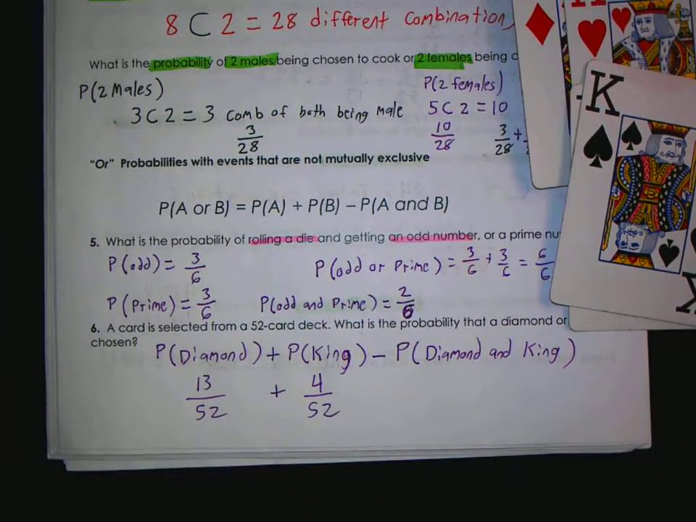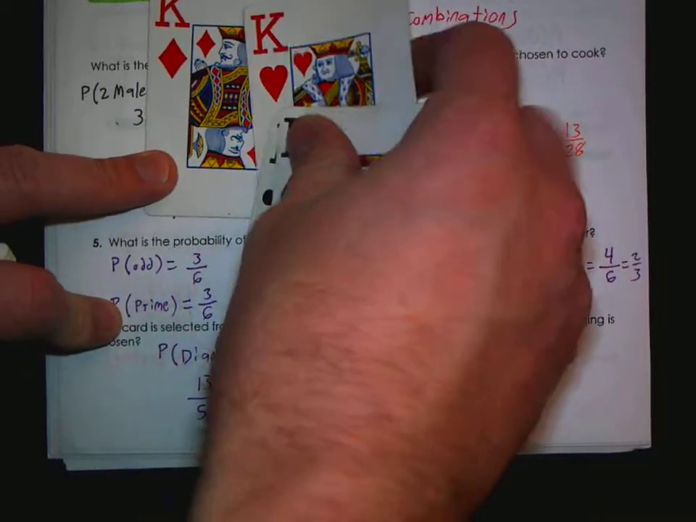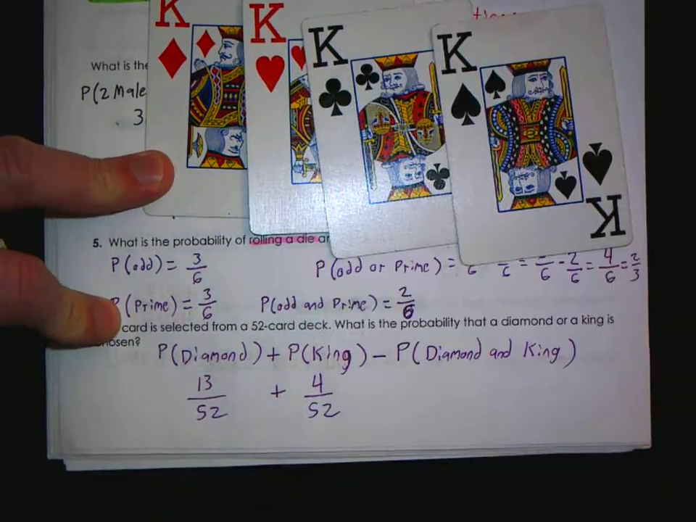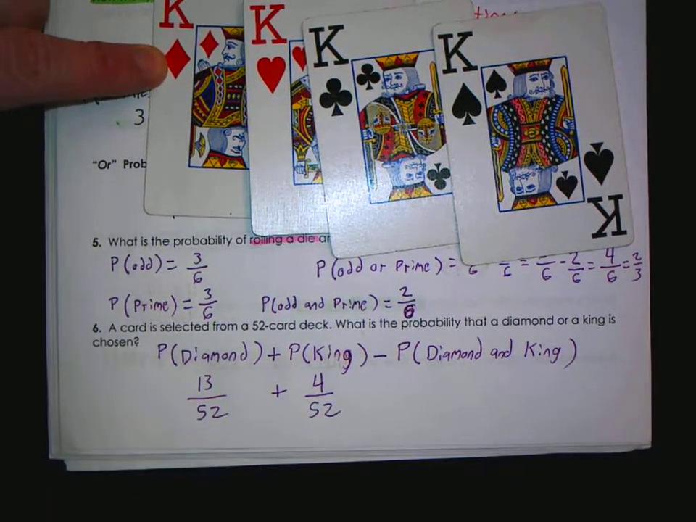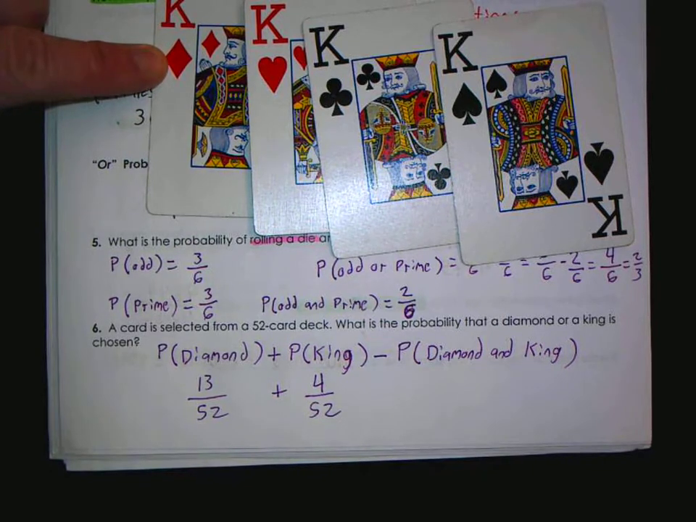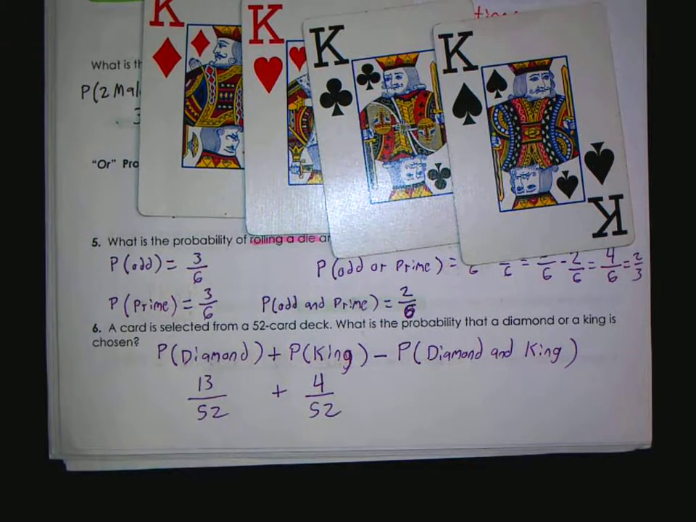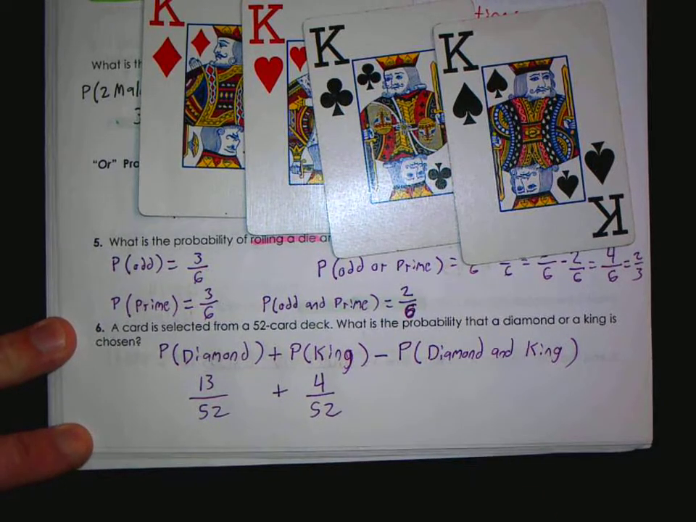Are there any cards that are both diamond and king? Yeah, this one. So we accidentally counted it twice. We counted it as a diamond, and as a king. That's only one card. You can't count one card twice. So we need to subtract off. There's only one card that's both king and diamond. So you need to subtract that off.